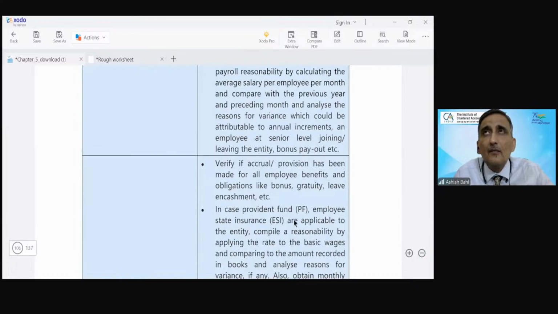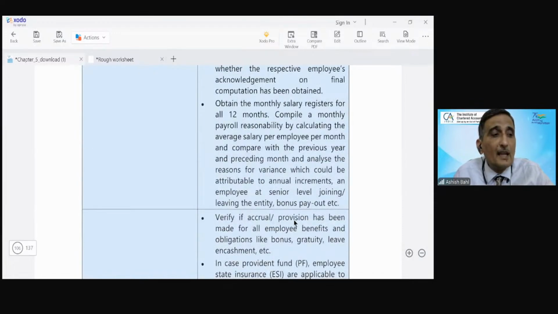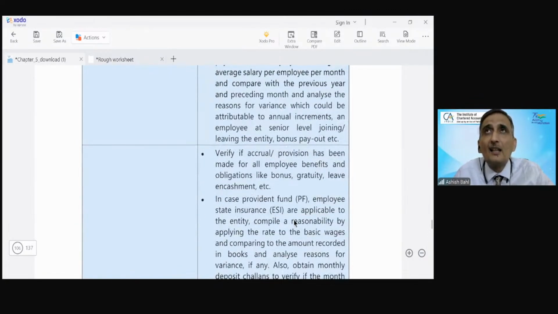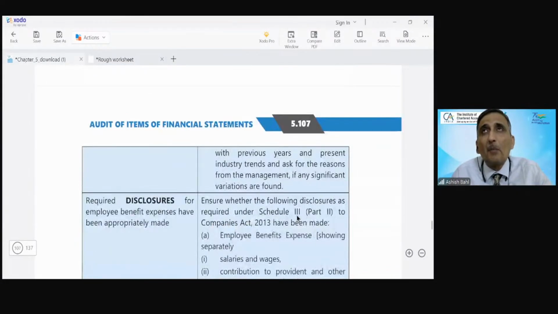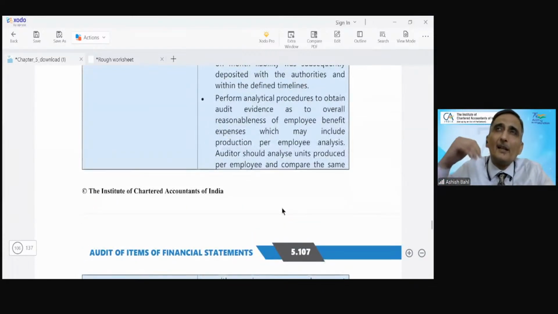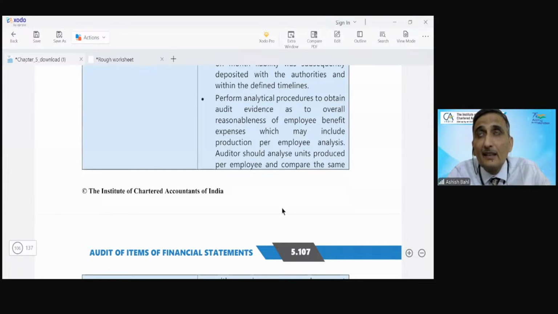Okay. And all these employee contributions for PF, ESI in accordance with their respective legislations can be checked. You can make an overall test by applying the PF rate at which deduction is to be made to the wages, to the salaries. So you can make an overall reasonability test. You can also perform analytical procedures, comparing with the previous years, comparing with the similar industry. This can also be one of the points in analytical procedures.